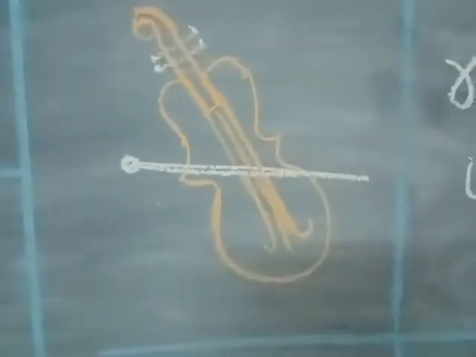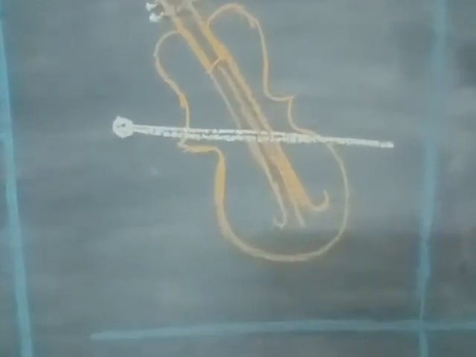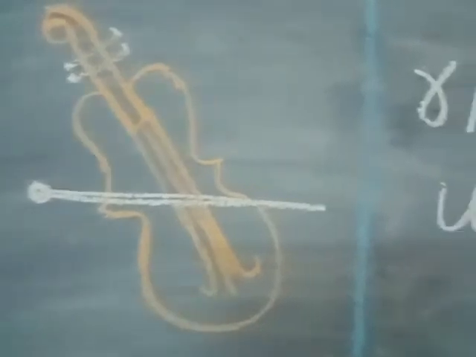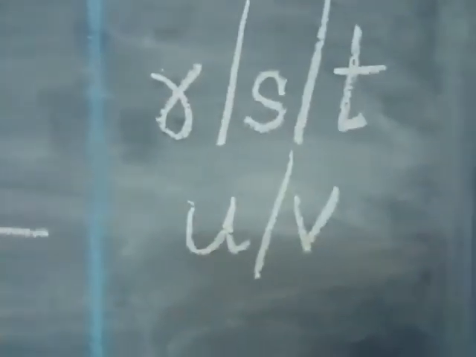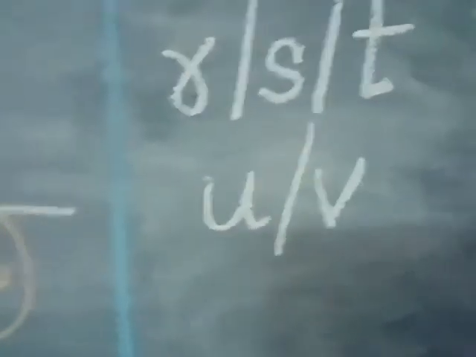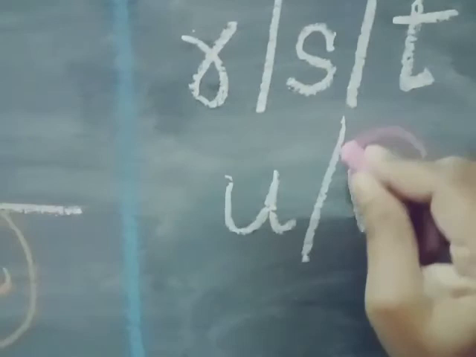Rat. Very good. So our next picture is, what picture is this? Yes, it's violin. So what is the beginning sound? V. So which letter is it? So here we have R-S-T-U-V. So violin. Violin. So it's violin. Okay.